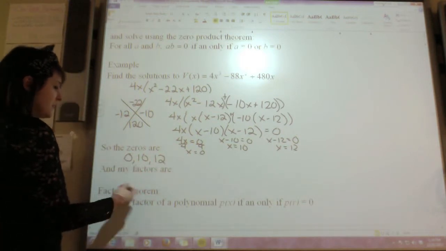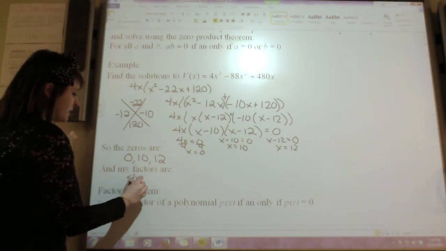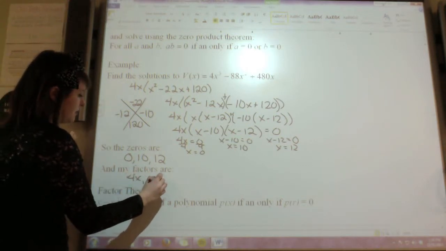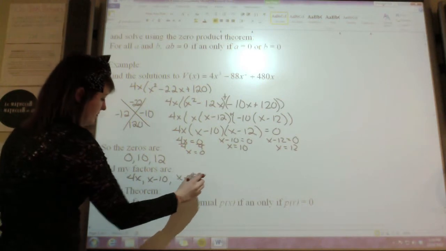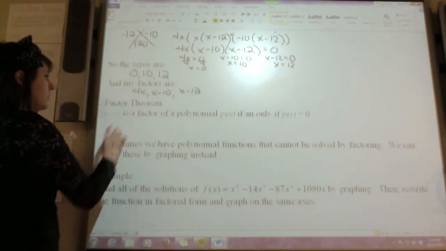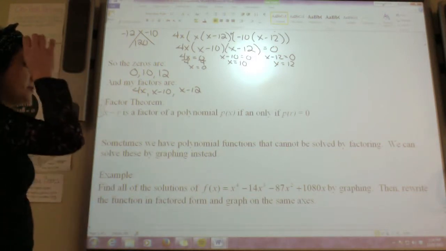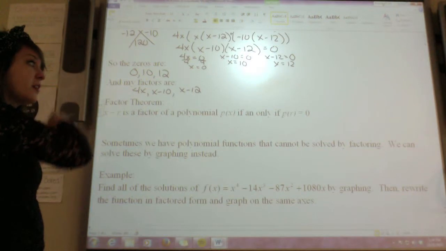And your factors are going to be 4x, x minus 10, and x minus 12. Okay, the factor theorem says x minus r is a factor of a polynomial p of x if and only if p of r equals 0.